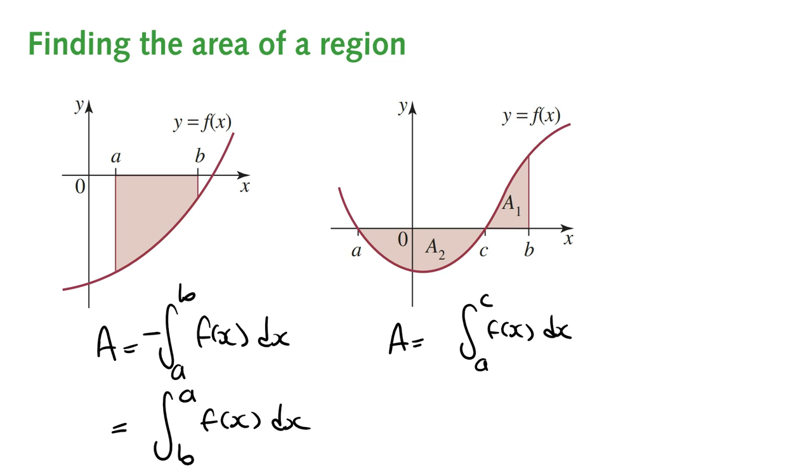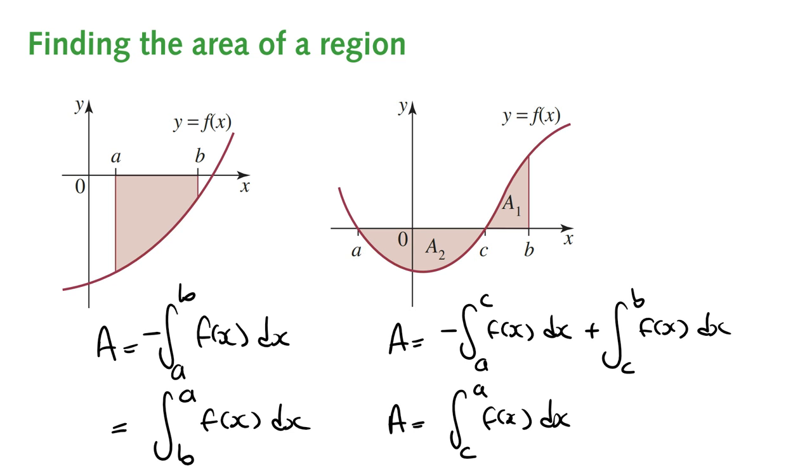And now because we're using the boundaries a to c, we need to place a negative in front of this integral. And then we add this to the area of the region above the x-axis, and this is going to be the integral from c to b of the function f of x dx. Another way we can write this is to say the area is equal to the integral from c to a of the function f of x dx. And so this time we don't need to include the negative sign. And then plus the integral from c to b of the function f of x dx.